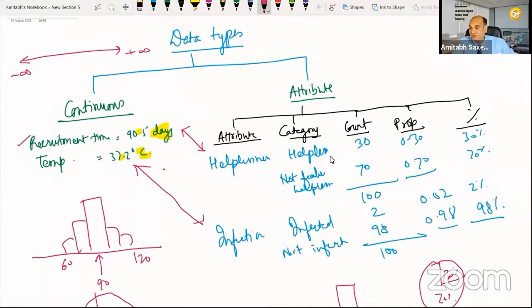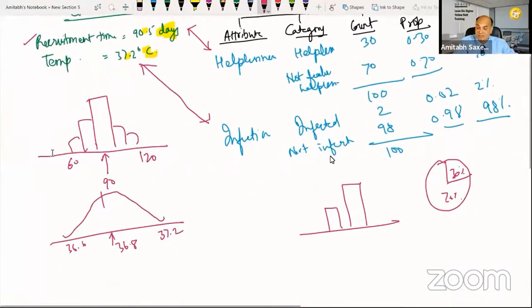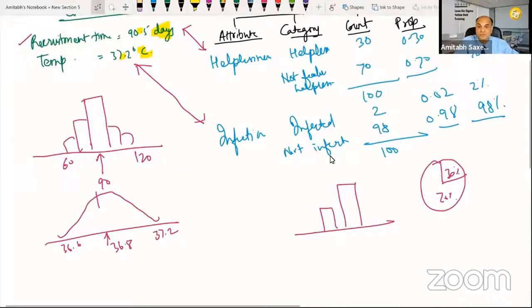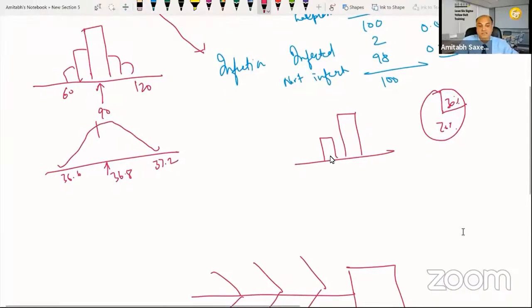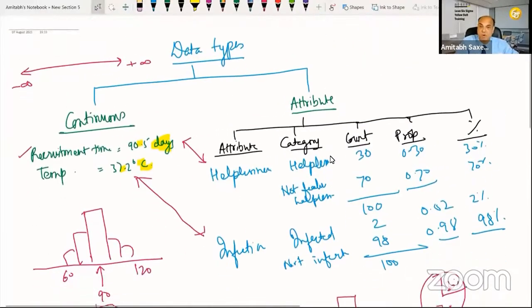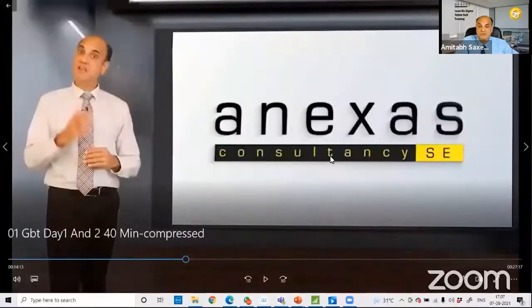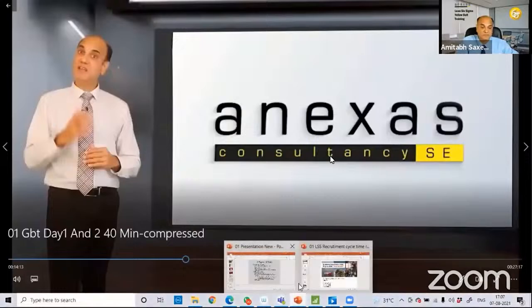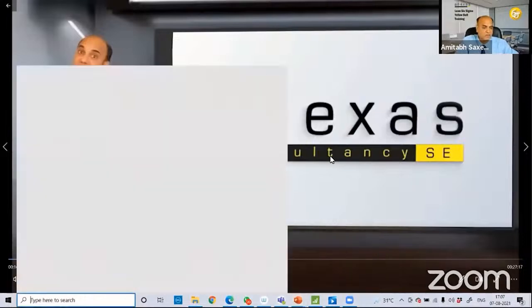Now, I hope you understood what is continuous and attribute data. Any questions on this? Okay, great. Now let me expand this a little bit. As I told you, this data follows normal distribution. What is normal distribution? Let me talk about that a little bit more. Okay. Where is, oh, sorry, it got closed.